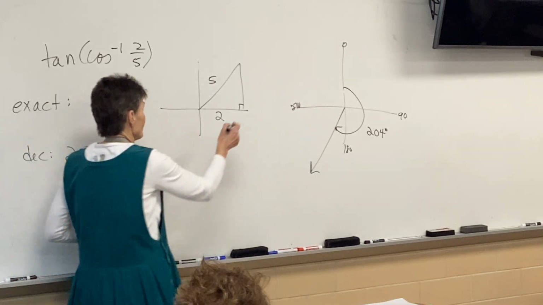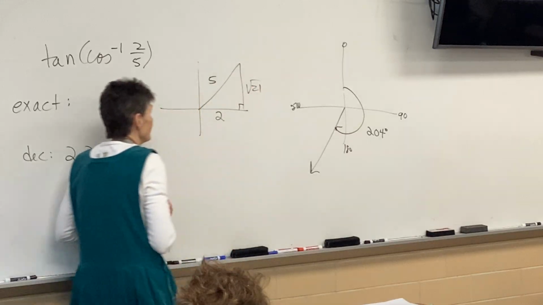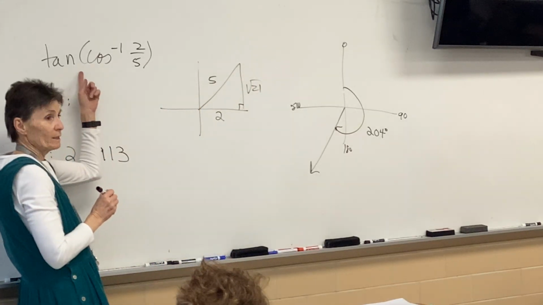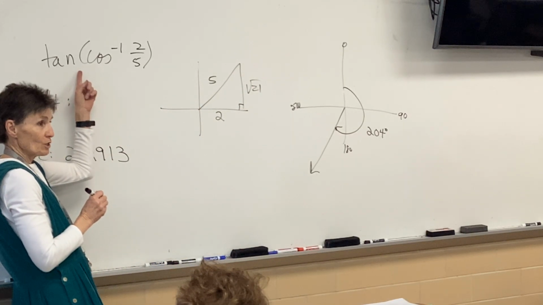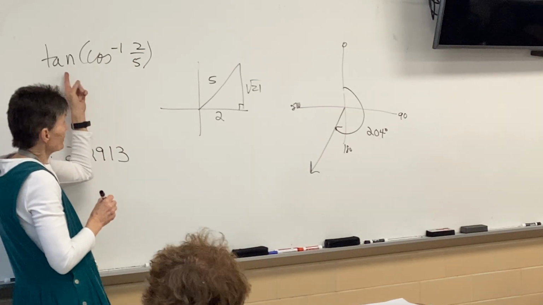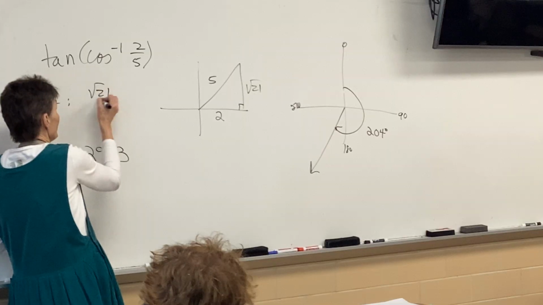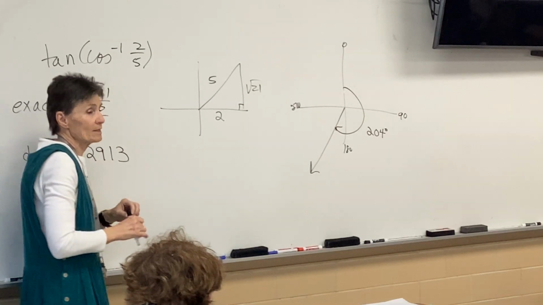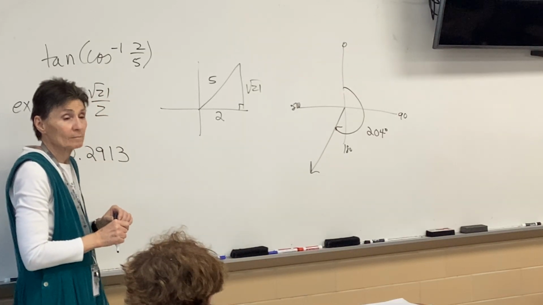What'd you come up with? Square root of 21? All right, now what do we want to know? We want to know the tangent. This is what we draw. This is what we want to know. So the tangent is root 21 over 2, and that is called the exact tangent.